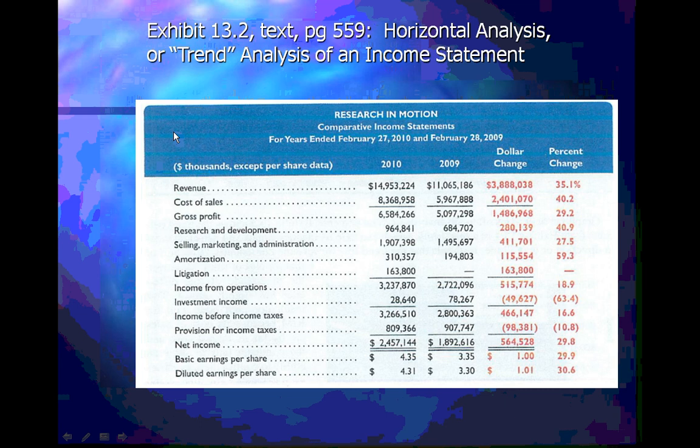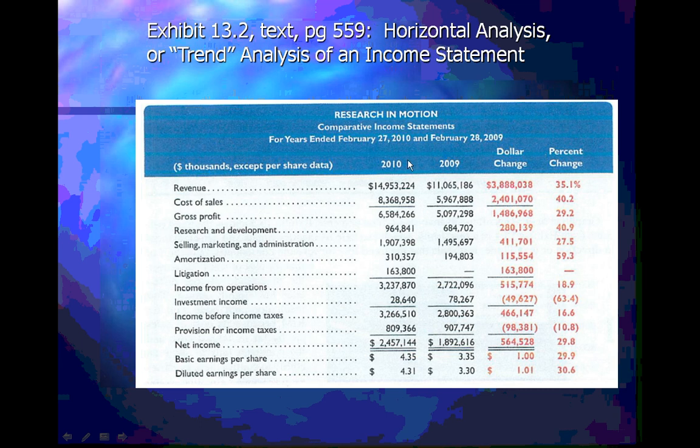Now, here we are looking at the next page in your textbook, page 559, exhibit 13.2. Same thing goes for an income statement. This is even more telling, right? Look at what happened with the revenue. Went from 11 billion, again, these are all in thousands, went from 11 billion to almost 15 billion. Wow, that's a difference of 3.9 billion. That's great. Divide the 3.9 into 11.0 or 11.1, and you got a difference of 35%. That's awesome.